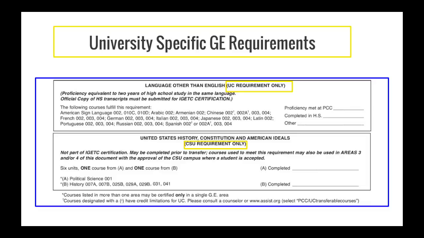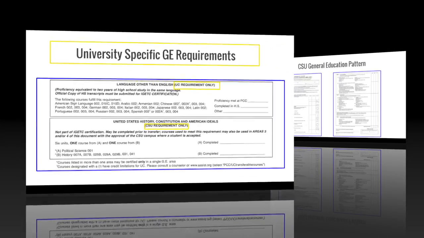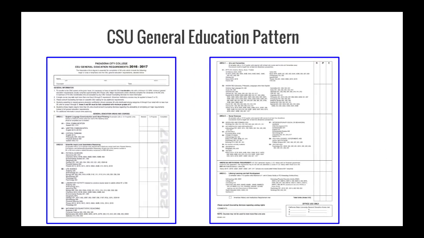For example, the UC requires that a language other than English be completed, whether at the community college or in high school, whereas the CSU system requires the completion of the United States History, Constitution, and American Ideals requirement. The California State University GE pattern is similar in many ways to the UC pattern. You will need a minimum of 60 units to transfer, and meet certain GPA requirements.